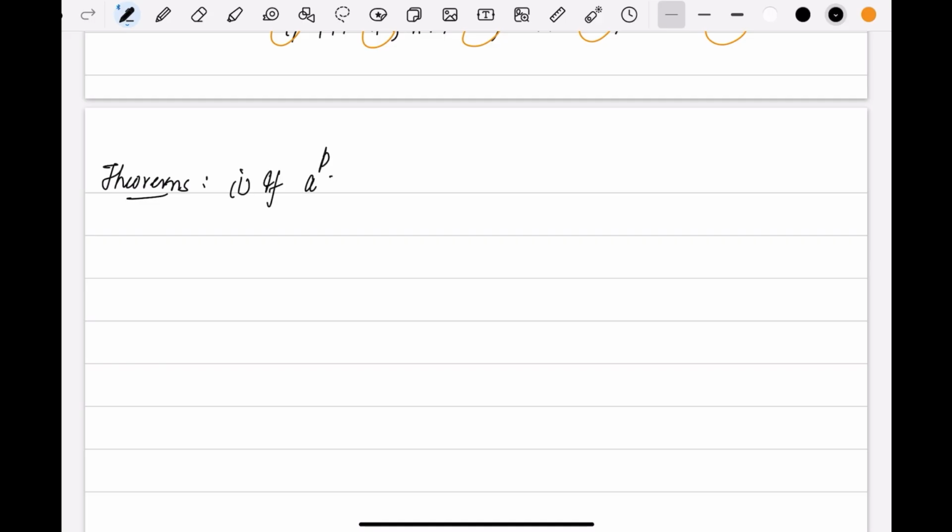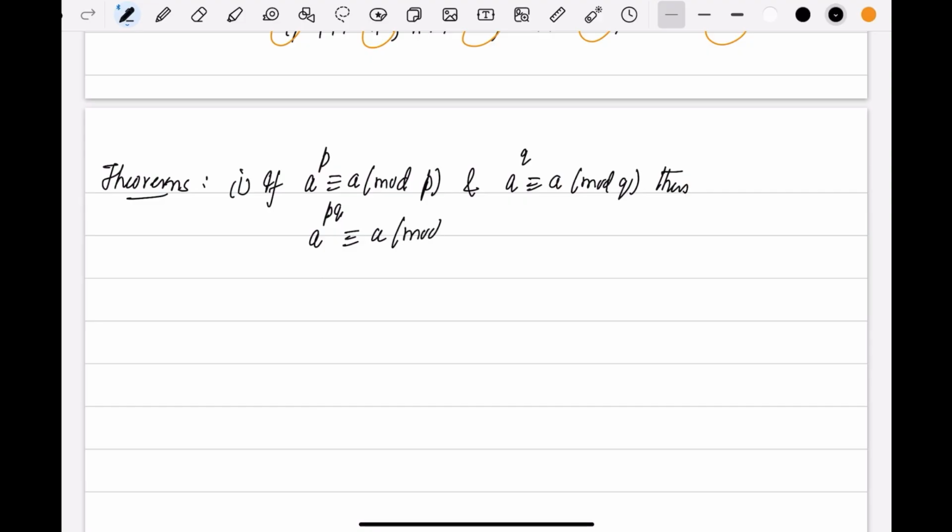If a^p is congruent to a mod p, and a^q is congruent to a mod q, then a^(pq) is also congruent to a modulo pq. So let's remember this result.